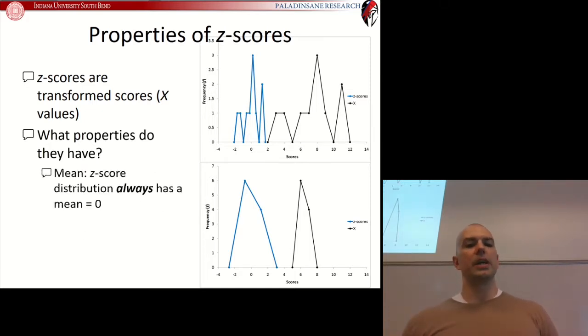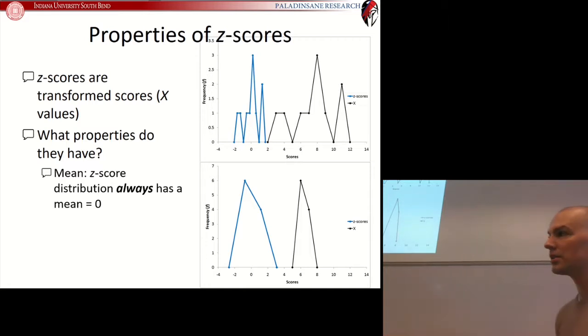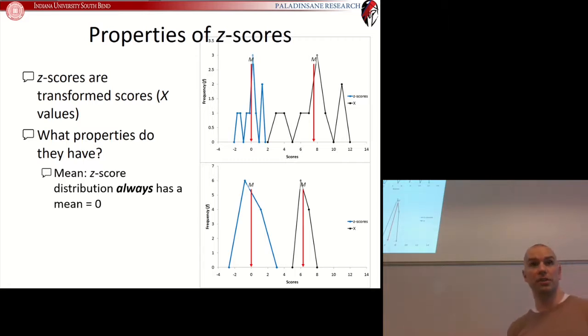Importantly, these are the big ones here. The mean of your z-score distribution is always 0. And that is why you don't need to know what the average for a z-score is. So if you have a mean of 7 and 2/3 for your raw scores, your z-scores will have a mean of 0. And if you have a mean of 6 1/4 for your raw scores, your z-scores will have a mean of 0.